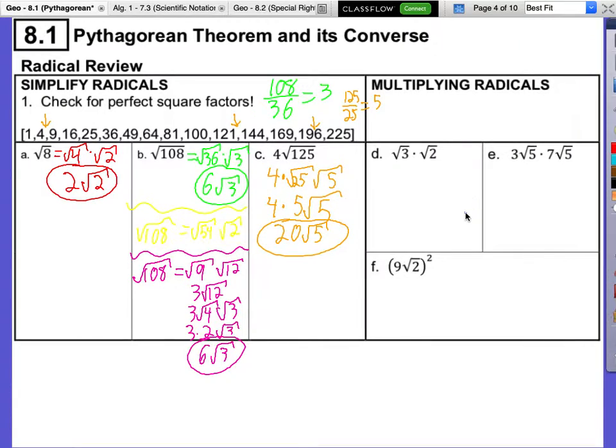Square root of 3 times the square root of 2. When we multiply radicals, we want to multiply the numbers inside. So just like the square root of 25 times the square root of 5 is the square root of 125, what's the square root of 3 times the square root of 2 going to be? Square root of 6. Multiply what's underneath the radical with what's also underneath the radical, and it stays underneath the radical. That's what we call this thing, a radical or square root.